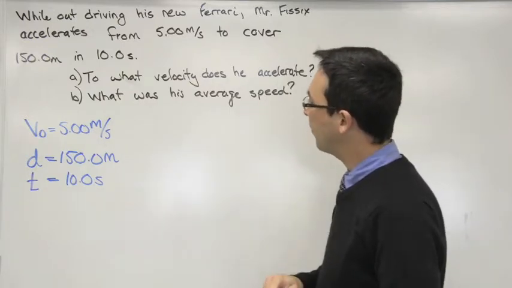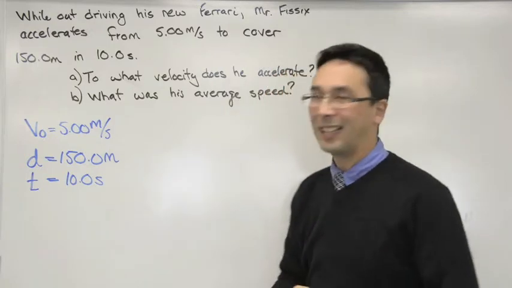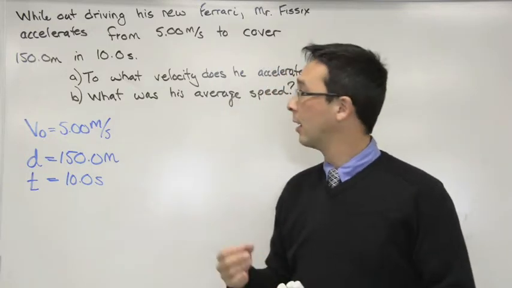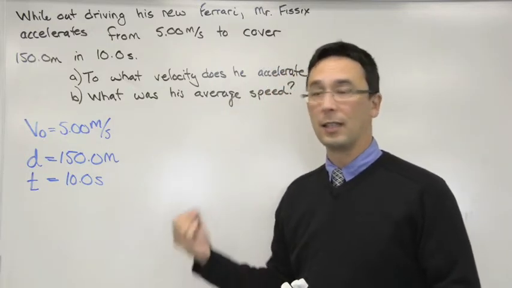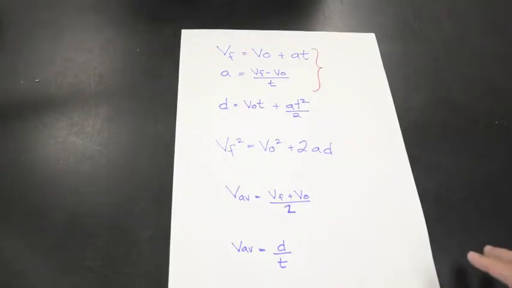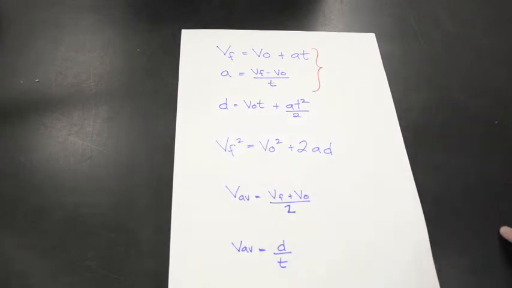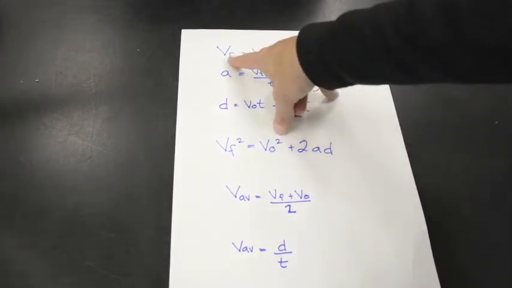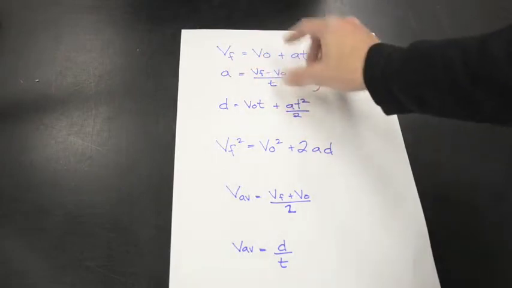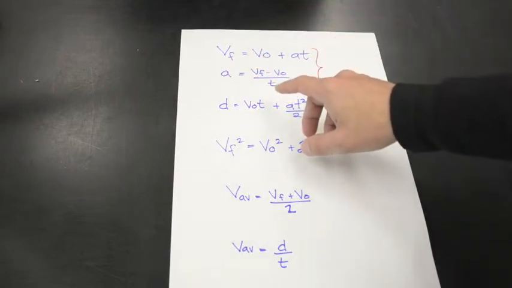All right, let's look at our variables, and let's look at the equations we have available to us in kinematics. These are the equations we have to deal with in kinematics. We're looking for final velocity. You might think that we're going to use one of these two equations. They're really the same equation.